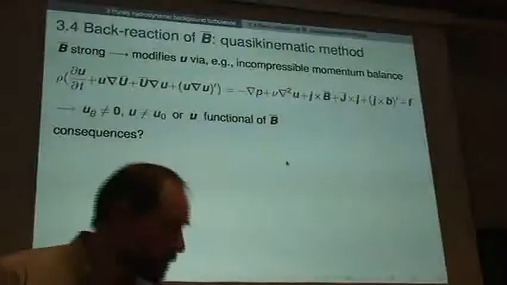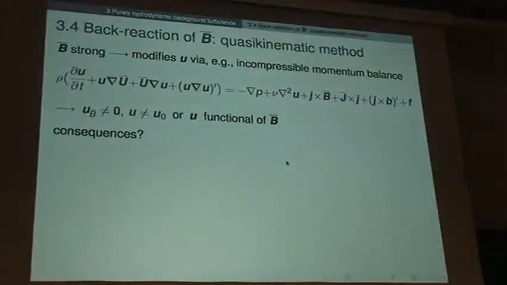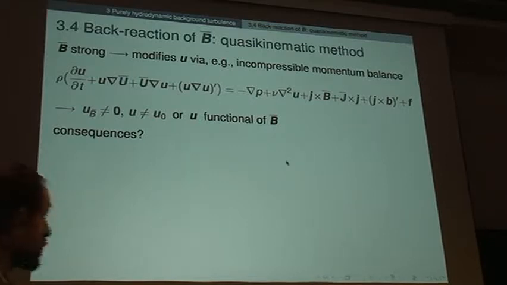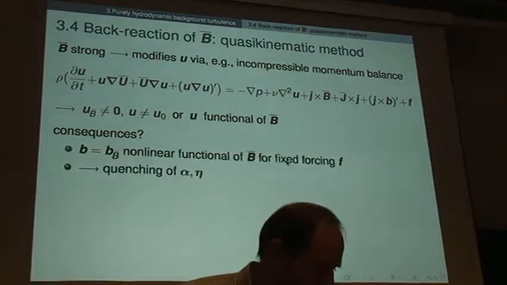So I've written down this momentum equation already for the small scale, for the fluctuating velocity. And now we have, of course, a u_B, so a u by influence of the mean field, which is no longer zero. And so the actual fluctuating u is not identical to the primary one. Or, in other terms, velocity fluctuation becomes a function of B. So what about the consequences of that?